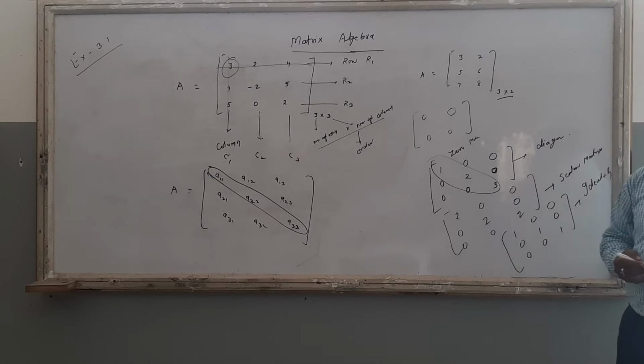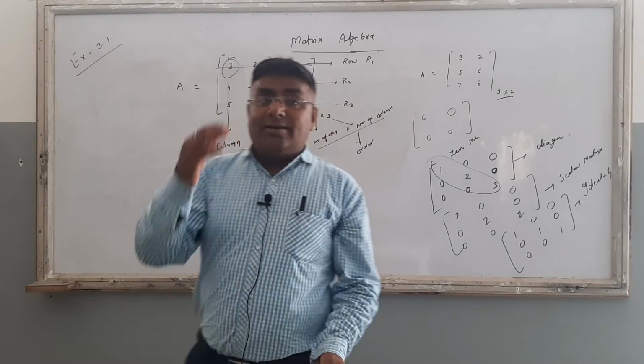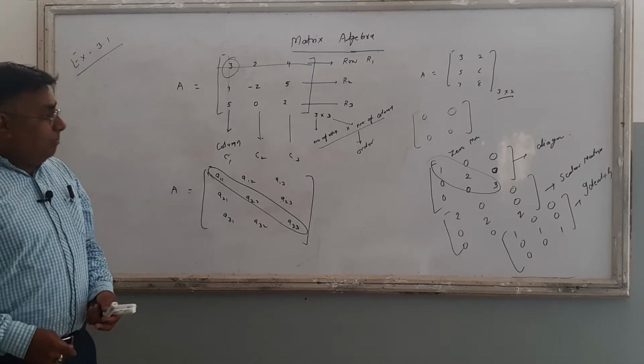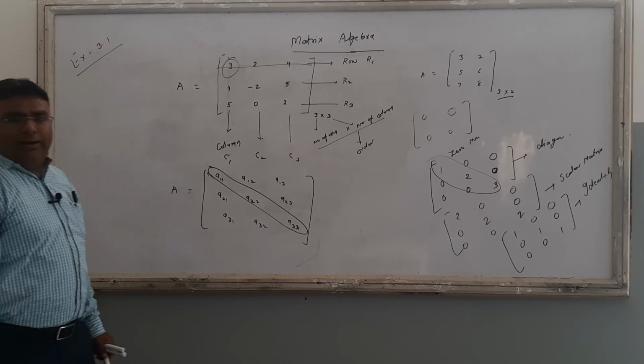So what is the identity matrix? The diagonal is 1, 1, 1 and the other elements are 0. But if the diagonal elements are the same, except 1, that is a scalar matrix. But if the diagonal elements are different and the other elements are 0, that is a diagonal matrix.